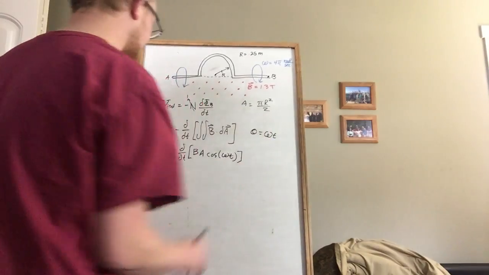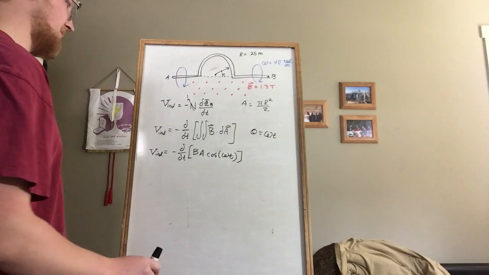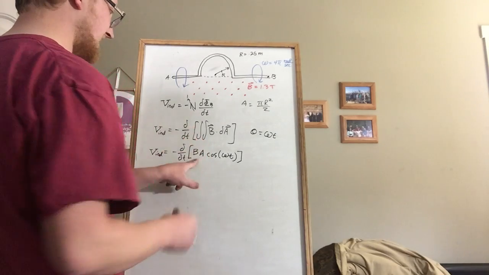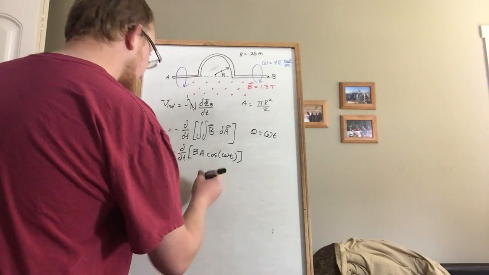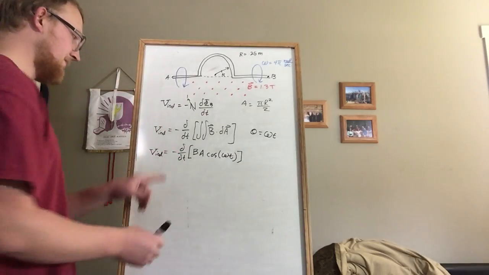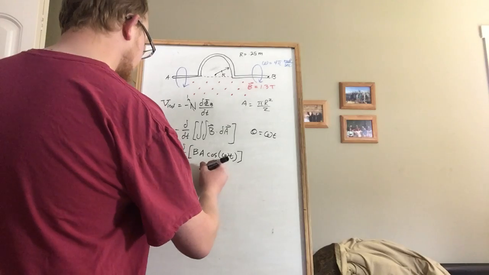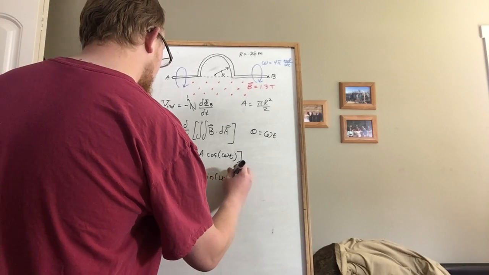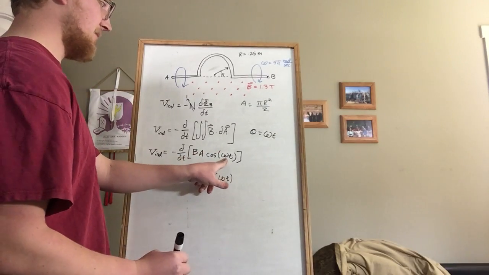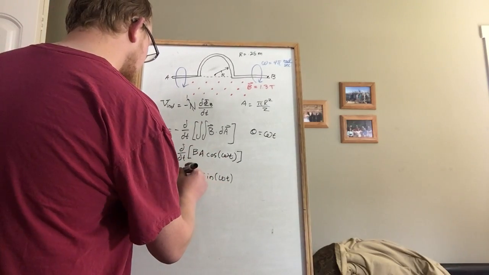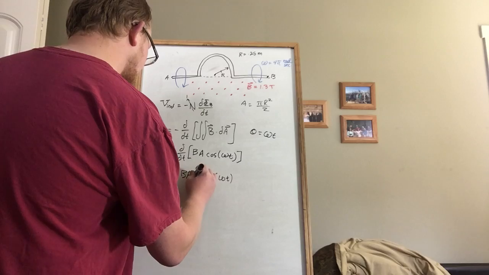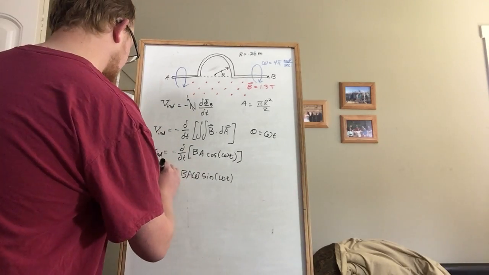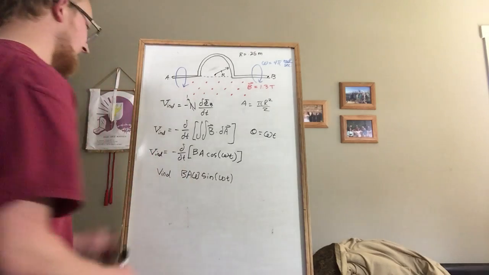So now that we have it at this stage, let's go ahead and take the time derivative. B and A are constant. The derivative of cosine is negative sine, but there's a negative out here, so that'll cancel. So we have sine of omega t, and we have to do the chain rule, so we multiply by omega. So we have B times A times omega times sine of omega t. And that is our V induced.